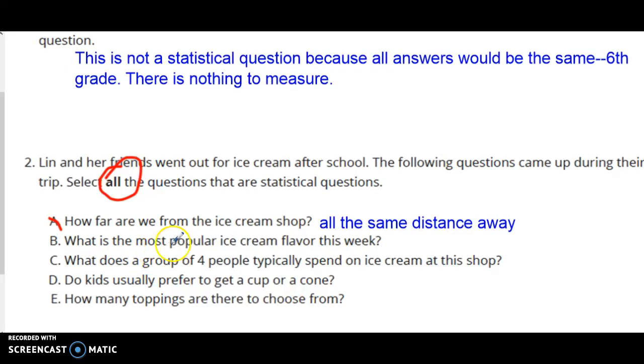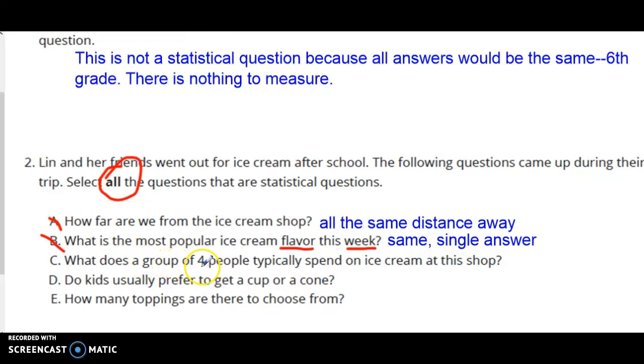B, what is the most popular ice cream flavor this week? If I'm only asking about one ice cream flavor in 1 week, again, I'm going to have the same single answer. So can I show different answers? No.